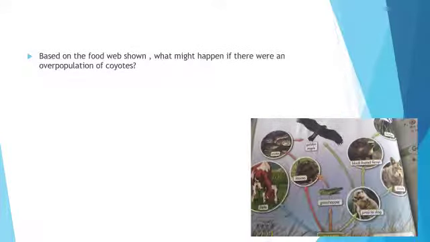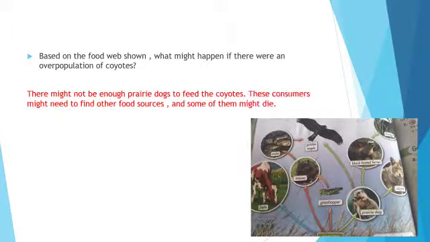Based on the food web shown, what might happen if there were an overpopulation of coyotes? Take a minute to think about the answer. There might not be enough prairie dogs to feed the coyotes. These consumers might need to find other food sources, and some of them might die. So, if one part of a food web is removed or changed, other parts change.